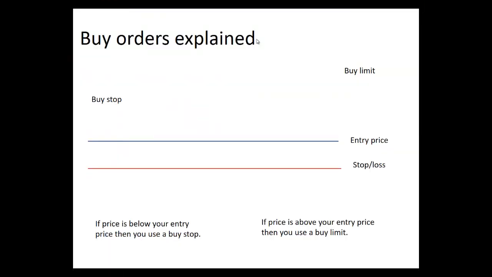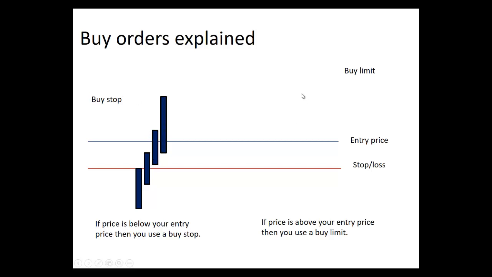First of all, let's look at the buy orders. You've got 2 types: a buy stop and a buy limit. If the price is below your entry price, then use a buy stop. This is our entry price here, we want the price to go through, trigger us, and enter us into a buy trade, so we use a buy stop. We want to break through. So for breakouts, we use a buy stop, and then vice versa, sell stop for the downside.